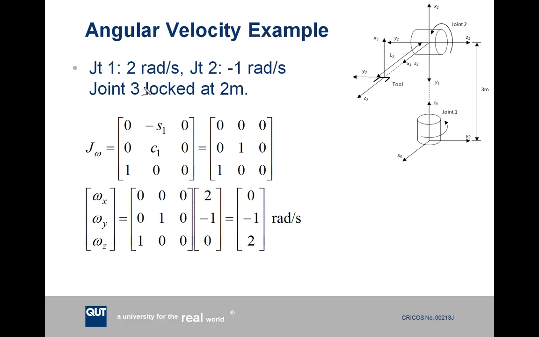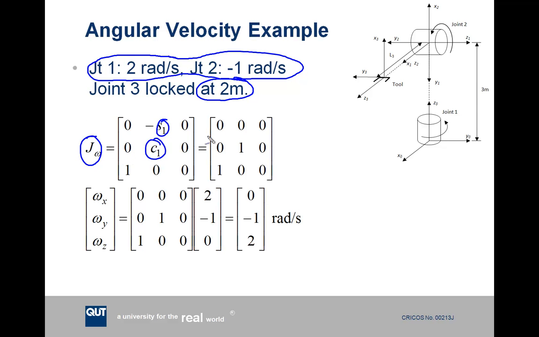So here we've summarized the variables. These are our joint velocities, 2 and -1 rads per second, and this is our joint parameter for joint 3, which is locked at 2 meters. So we have our general Jacobian, or angular velocity Jacobian, which has sines and cosines in it. What we want to do is sub in the actual numbers.